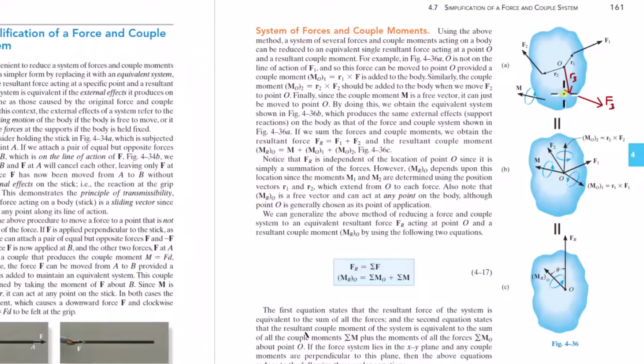Okay, so why did I draw this? I just want to illustrate that if you wanted to, you could say, I don't want to move F3. I want to leave it there. I'll move F2 and F1 to point O and move the couple moment to point O, but you could say, I don't want to move F3, but I want to put the moment of F3 about point O at point O. So you do that. You say R3 cross F3, and you get this moment vector.